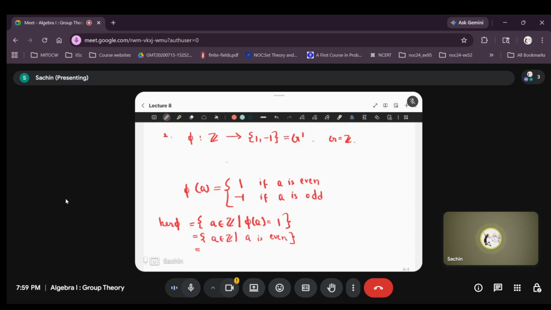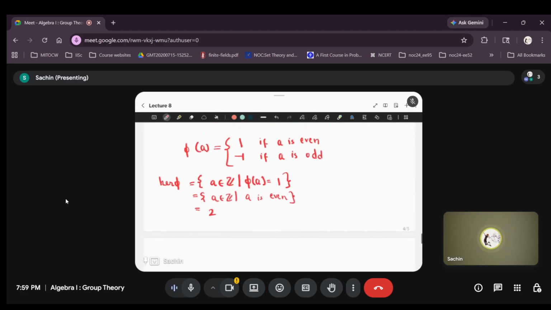No, it's just evens. No, there's no addition here, right? The kernel of phi is simply the set of elements which are mapped to the identity in G prime. There is no addition. So only even numbers are mapped to 1, and 1 is the identity of G prime. So this is simply the set of even numbers. You can write this as 2Z.